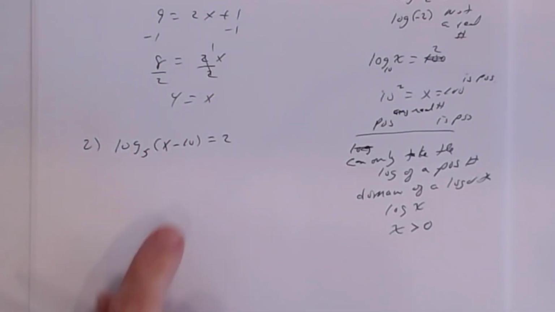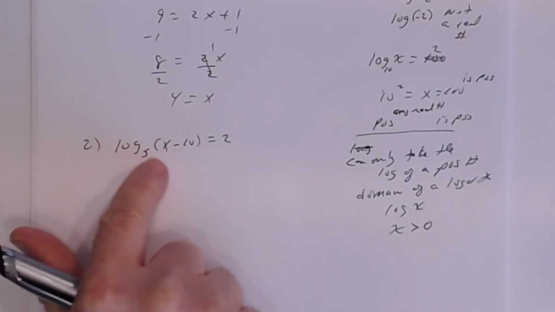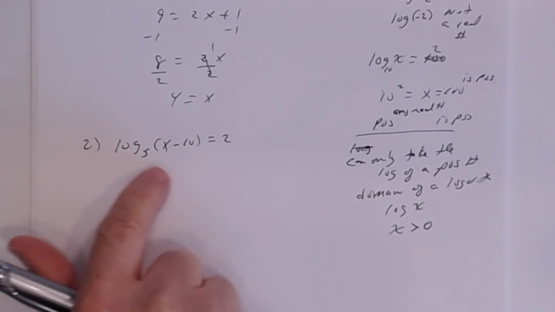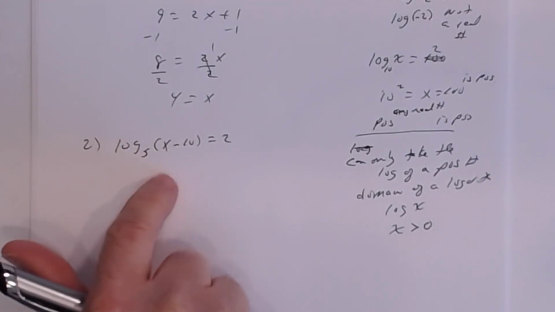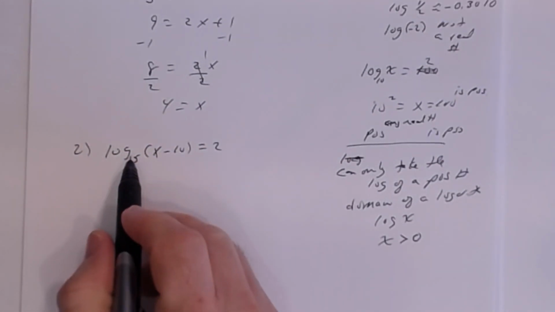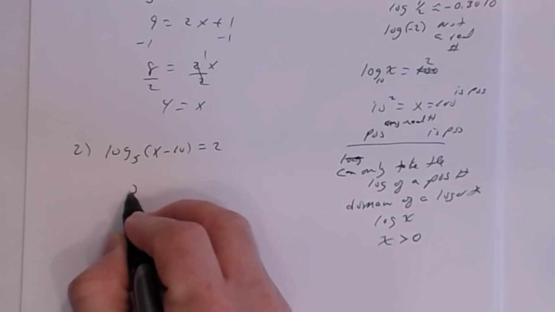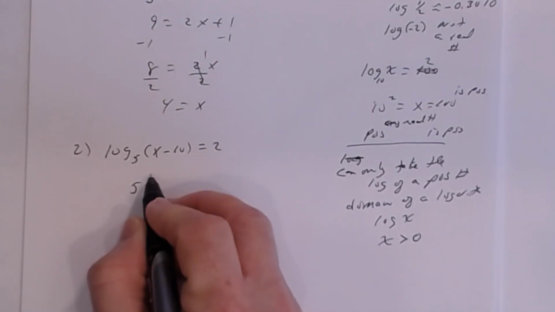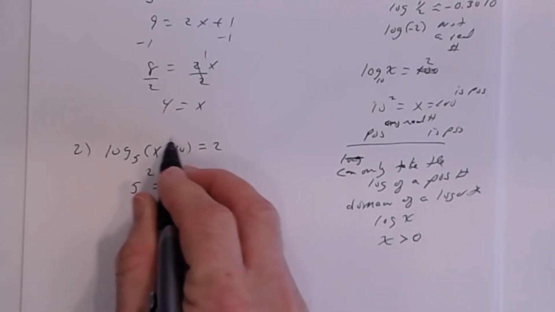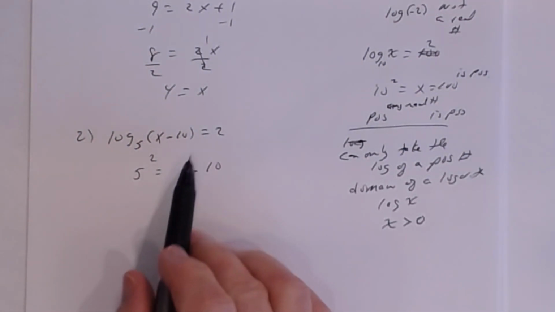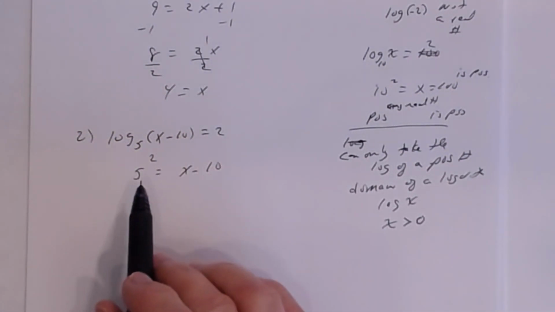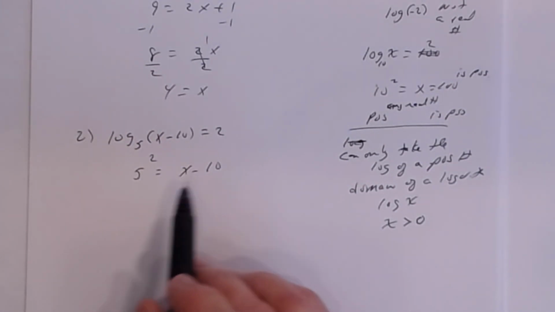Once you have the logarithm by itself, you can use that property. You can change this log equation to an exponential. Always change a log equation to exponential. So you say the base, which is 5, raised to this power, so I get 5 squared, equals the argument, which is x minus 10. So I've changed this log equation to an exponential, which in this case is actually linear.